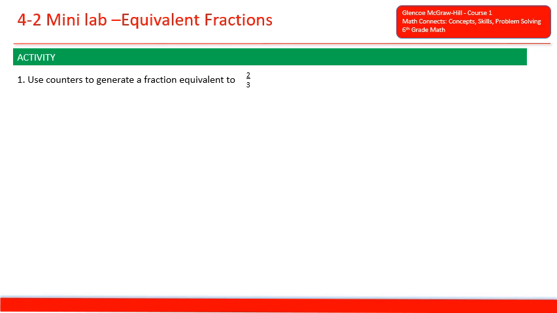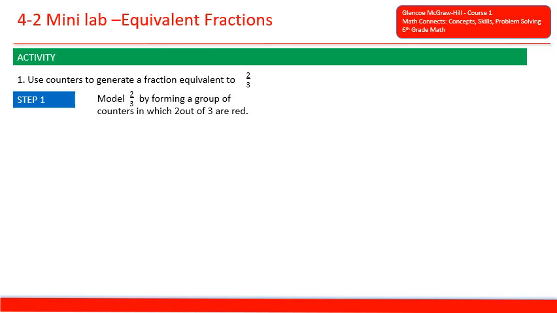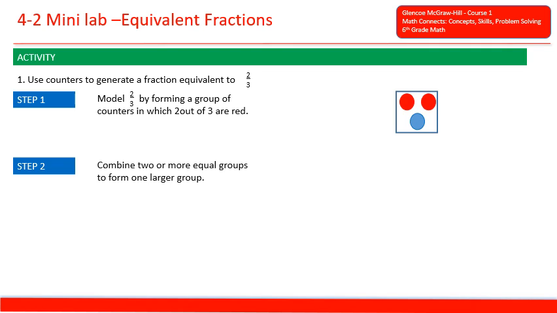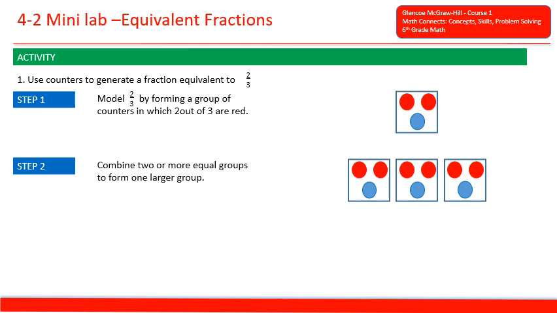Activity: use counters to generate a fraction equivalent to 2/3. Step 1, model 2/3 by forming a group of counters in which 2 out of 3 are red. So there we go. There's 3 counters or dots, and 2 of them are red. Step 2, combine 2 or more equal groups to form one larger group. So we have 3 groups of that group demonstrated above in step 1.